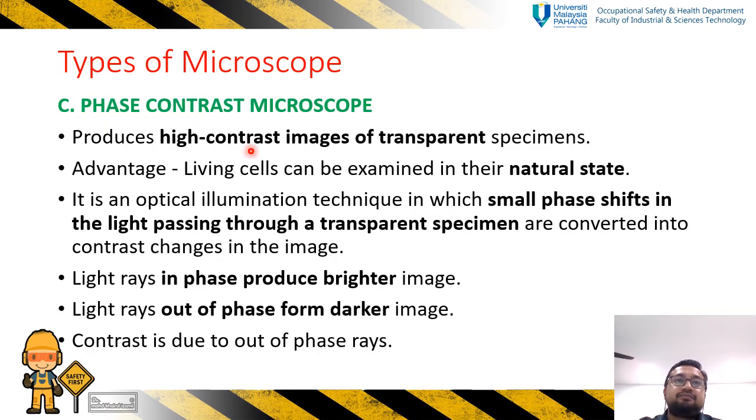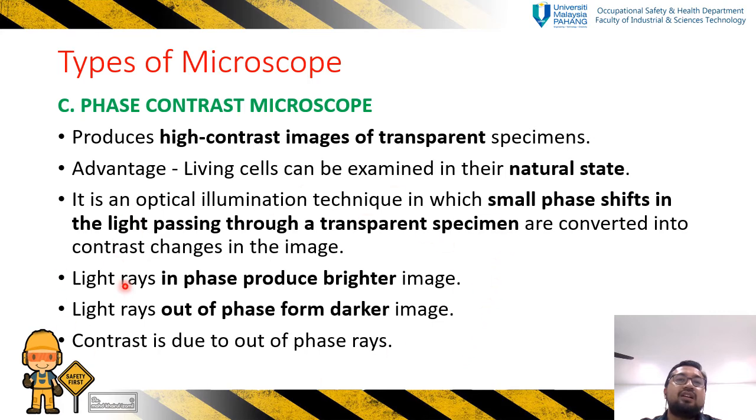Alright. Then third one, phase contrast microscope produces high contrast images of transparent specimen. Advantage, living cells can be examined in the natural state. It is an optical illumination technique in which small phase shift in the light passing through a transparent specimen are converted into contrast changes in the image. Light rays in phase produce brighter image. Light rays out of phase form darker image. Contrast is due to out of phase rays.